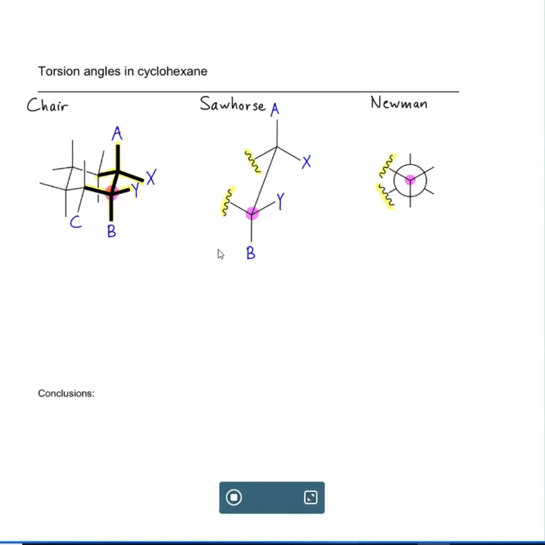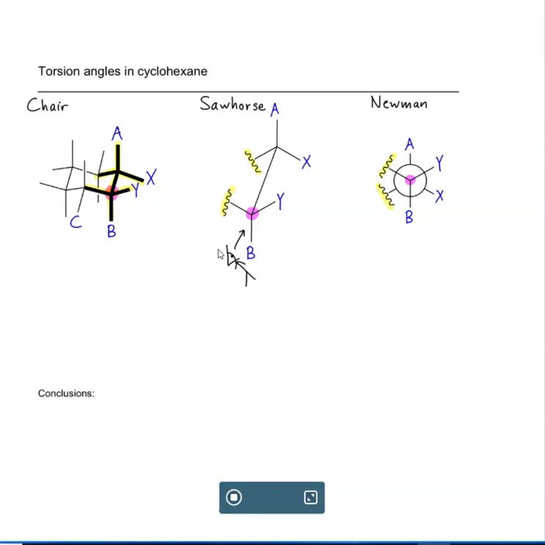Okay, so for your Newman projection, again, it's that pink carbon that's the front one, so you're going to be looking this way, which means that in the Newman projection, this is B, this is Y, A is straight up at the top, and X is over here.